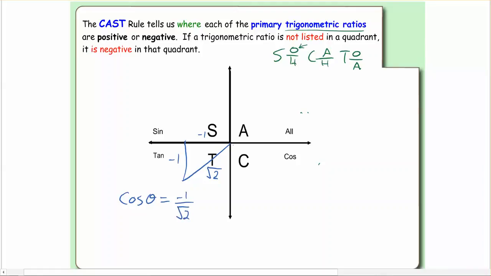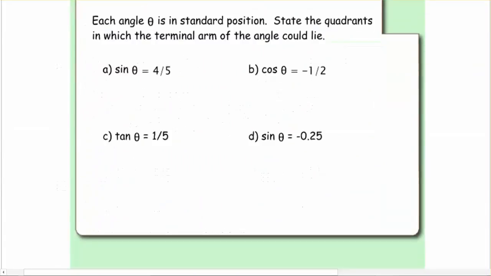But cosine would be positive over here, and it would be positive over here. So that's pretty much it. It'll definitely help if we go through some more examples. So I'll go down.